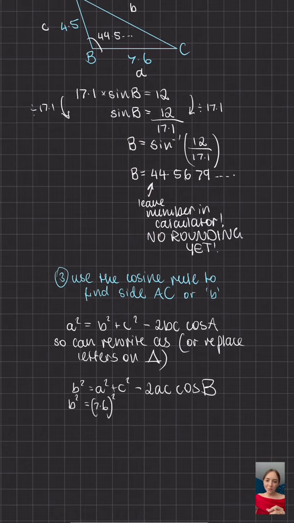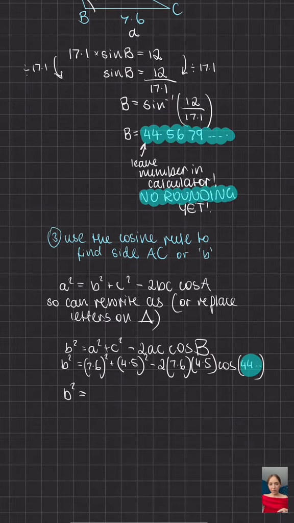Now we're going to substitute the letters with the numbers from the triangle to find the value of b squared. Doing that, I get b squared equals 29 point something, and square rooting that I get 5.411 and so on, again, not rounding yet.